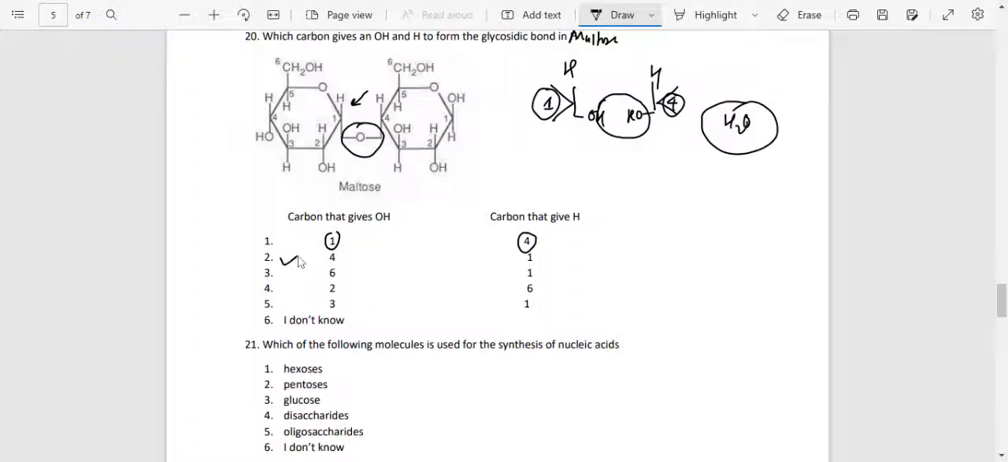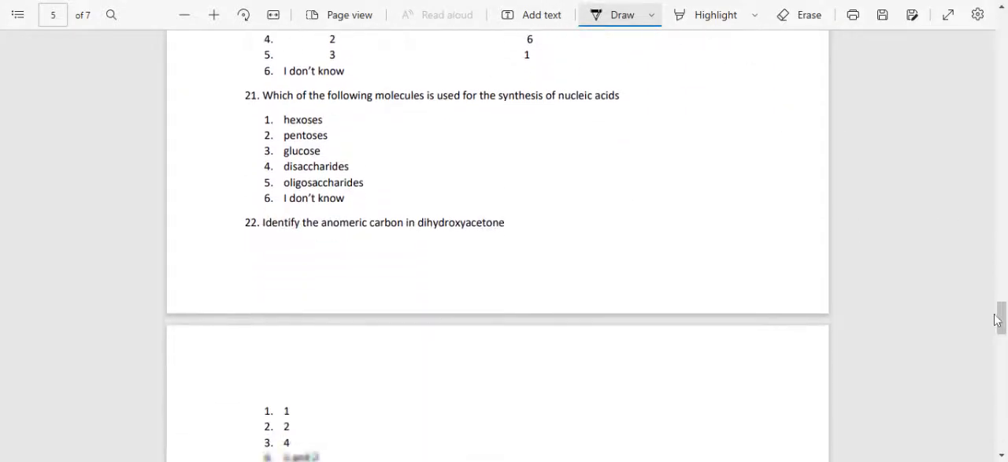So that means the best option is option number 2. So hydroxide is from carbon 4, and then the hydrogen is from carbon 1. Okay, so that's the answer then.